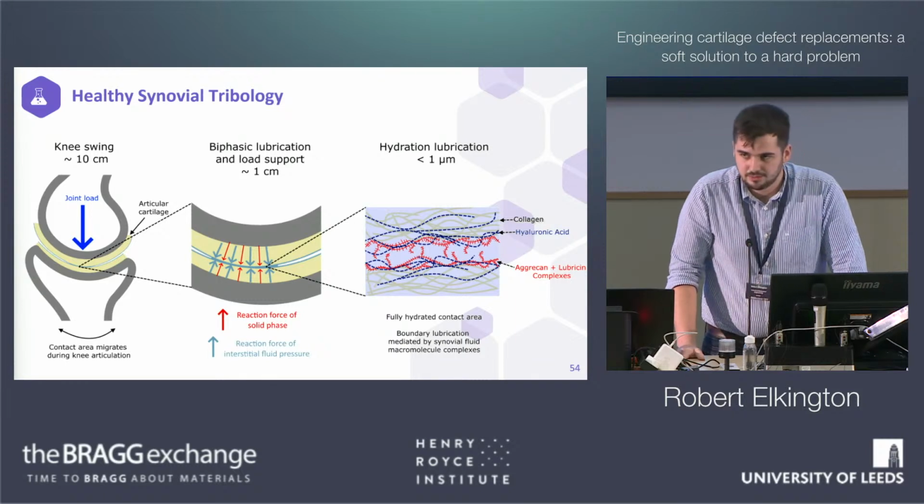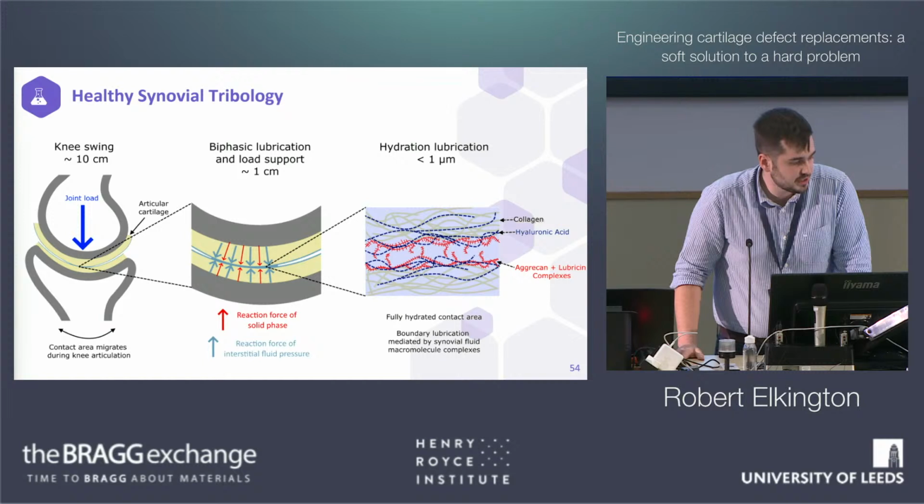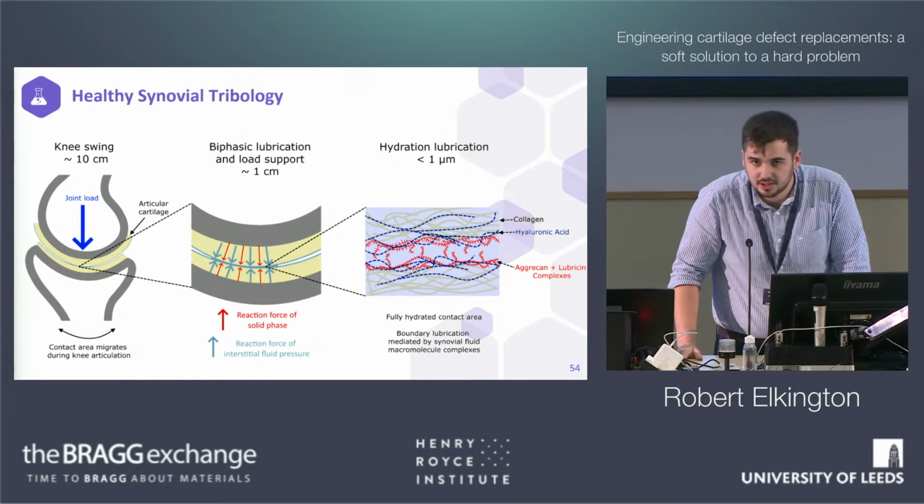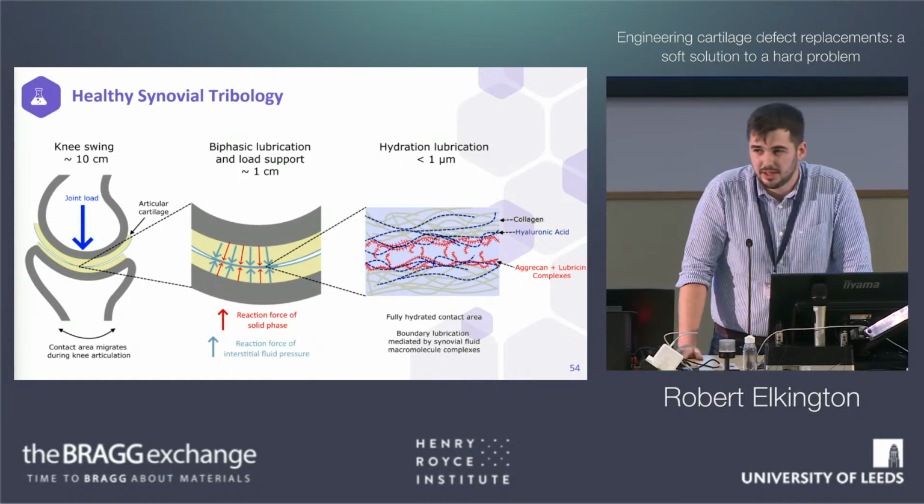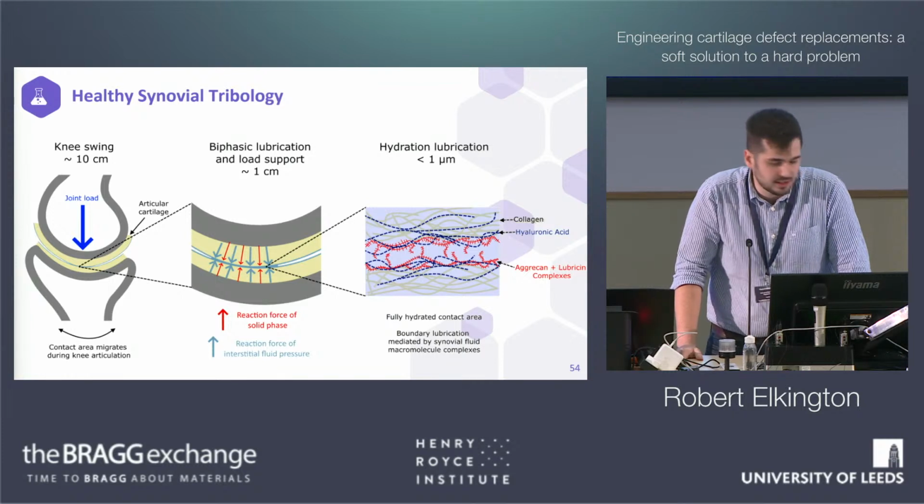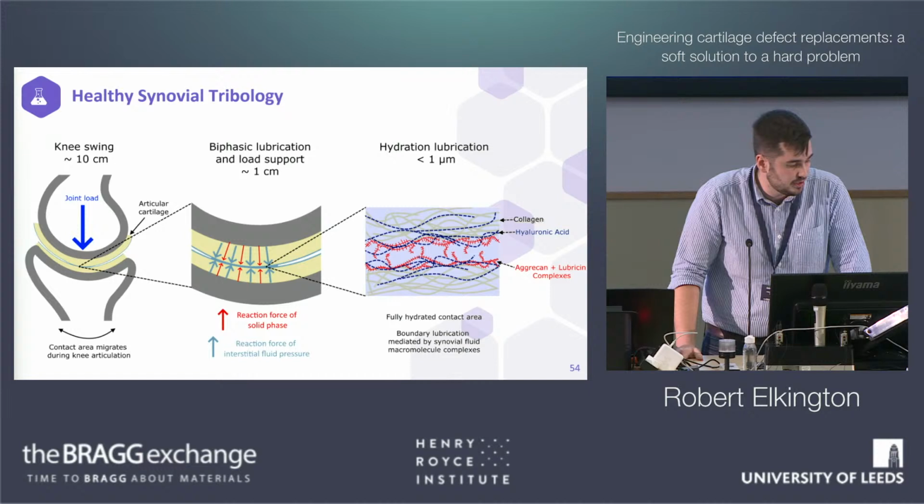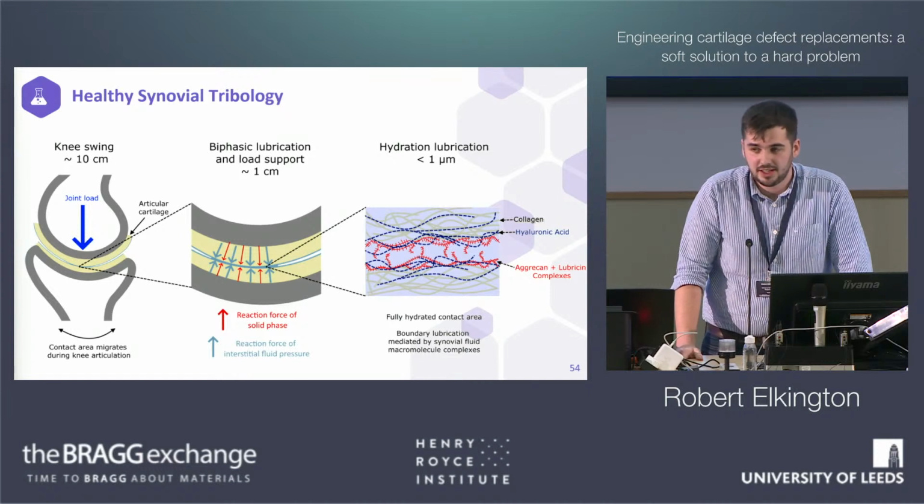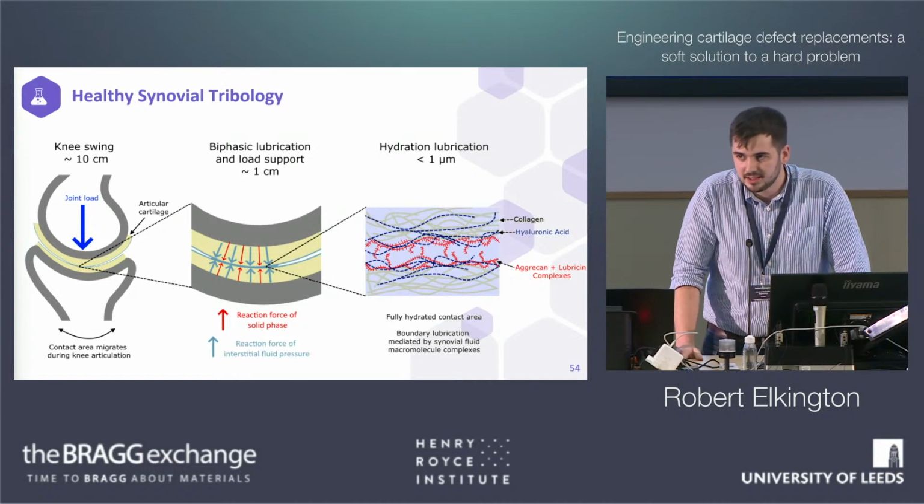If we zoom in, we start to understand the biphasic properties of cartilage. So your cartilage is a bit like a sponge. It's about 20% collagen, the rest is water. Most of your joint load, in fact up to 90% of your joint load, is borne on that interstitial fluid pressure.